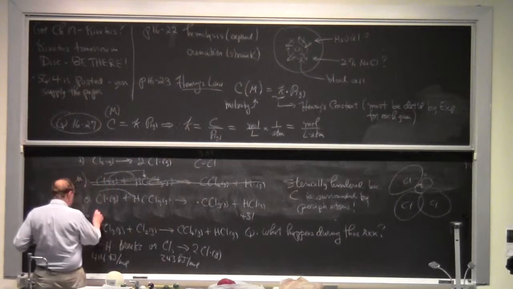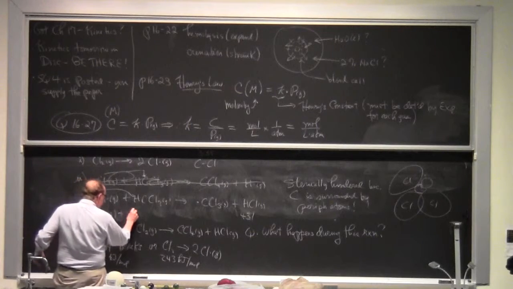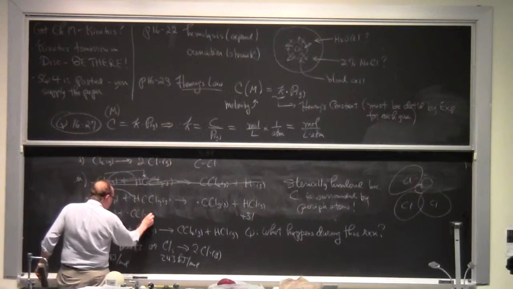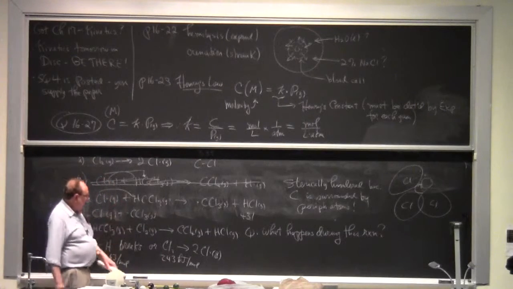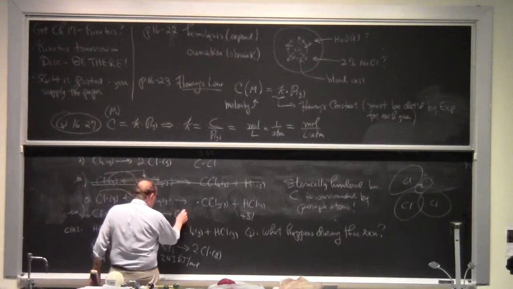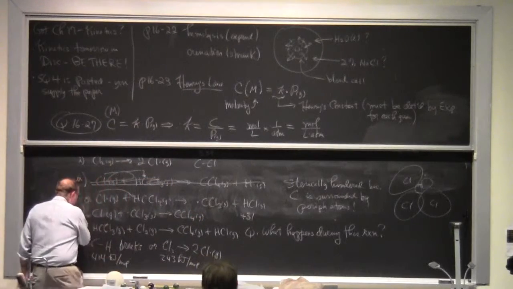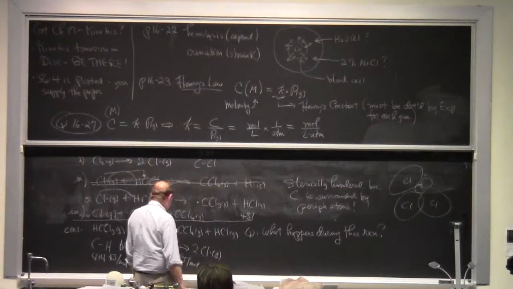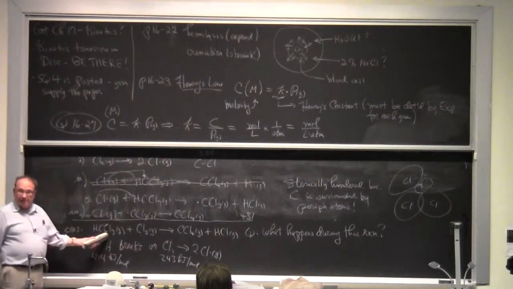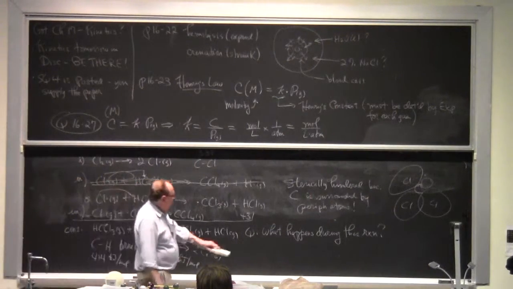Okay, so step 3. The remaining chlorine atom gets together with this carbon trichloride radical and makes the remaining product molecule. And if you add these up, you got this. Makes this mechanism plausible. Okay? Now some more language.